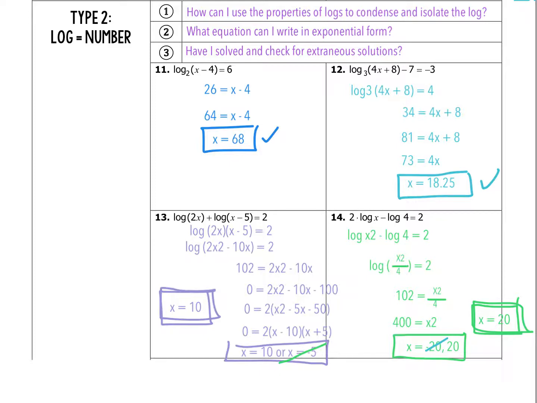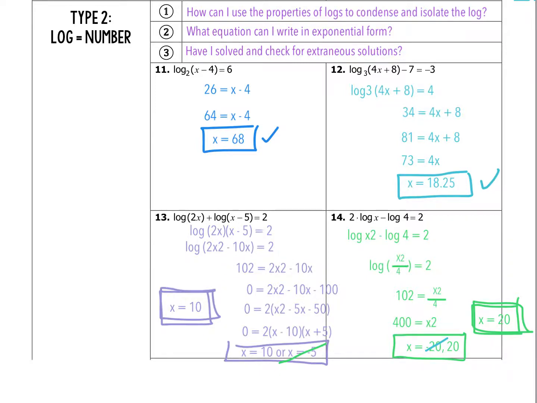Then I used the exponential form idea that we used, to say 10, because if there is no base written in, it's naturally 10. So 10 to the second is equal to this value. So that's where I got 10 to the second equals 2x squared minus 10x. And I know that 10 to the second is 100, and I see that this is quadratic.